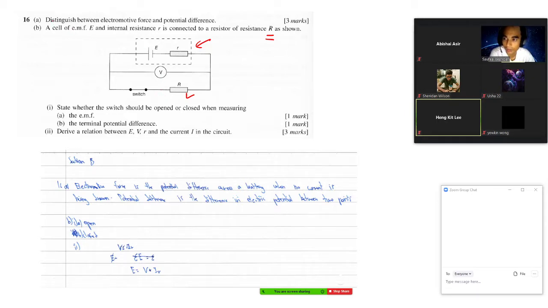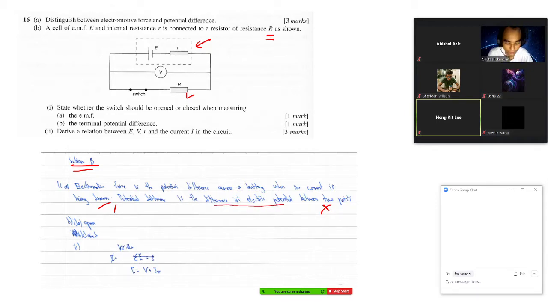Number one, distinguish between the electromotive force and potential difference. The student says in the answer that electromotive force is the potential difference across the battery when no current is being drawn. I think you can get one mark for this answer. But when he says that potential difference is the difference in battery potential between 2 points, I think this is not very detailed. It is a very general statement.